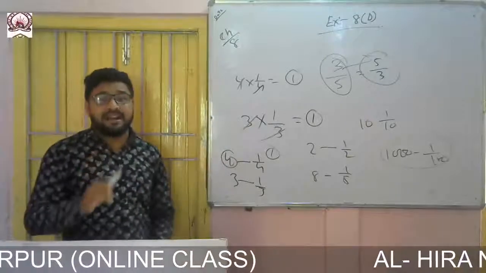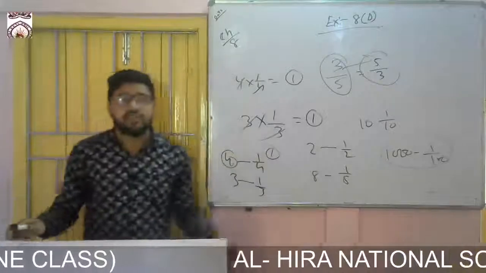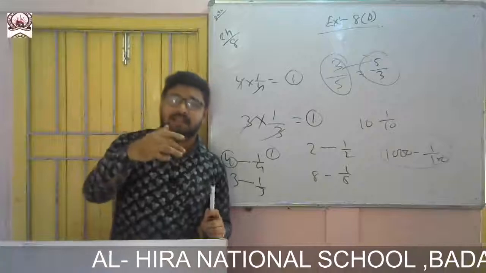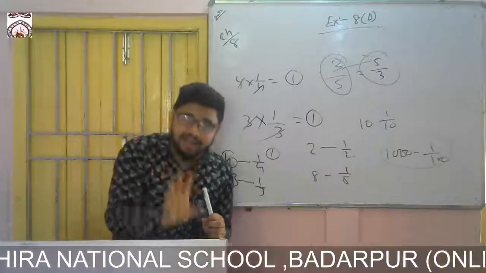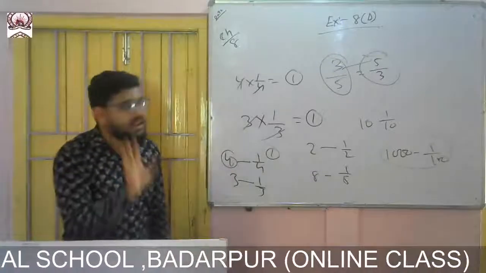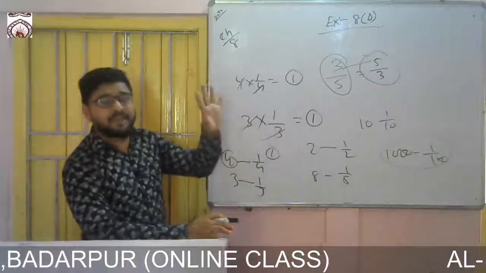And one thing you remember: the reciprocal of 1 is again 1, and 0 doesn't have any reciprocal. You remember this one. Reciprocal of 1 is again 1. And 0 doesn't have any reciprocal. So remember this one. So again let me explain.